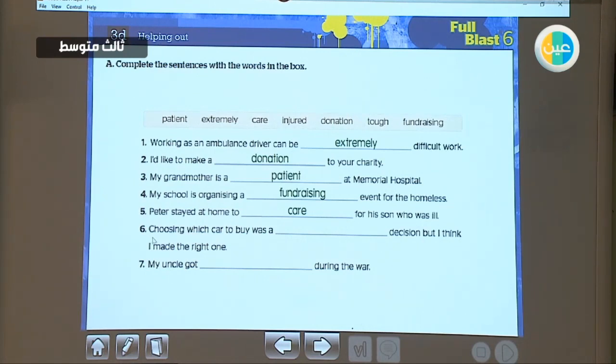Number 6. Choosing which car to buy was a decision, but I think I made the right one. What kind of decision was it? A tough decision, and here we used an adjective. Number 7, my uncle got during the war. What did he get? Injured.